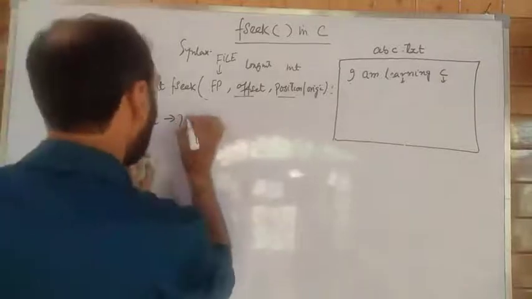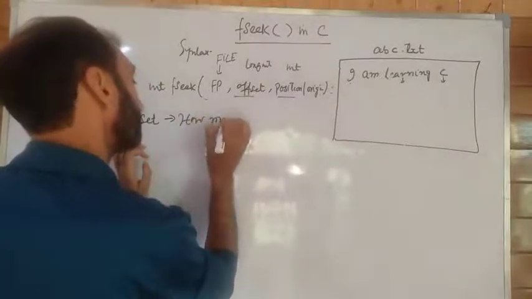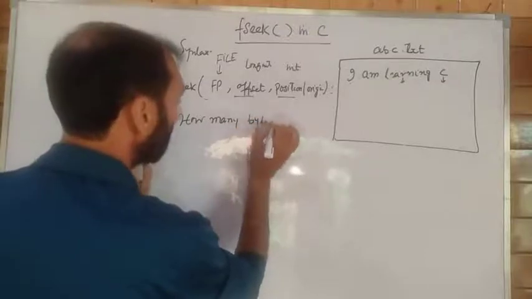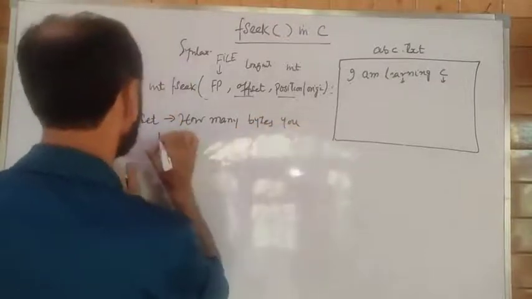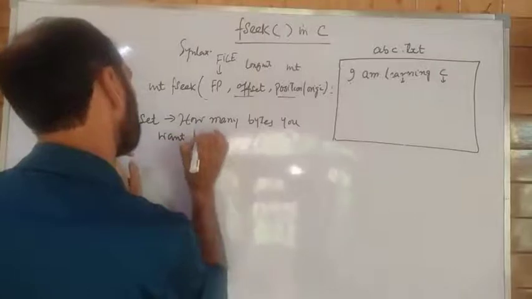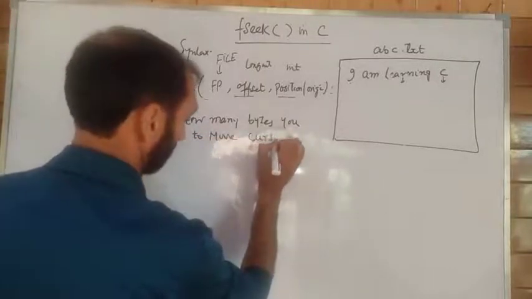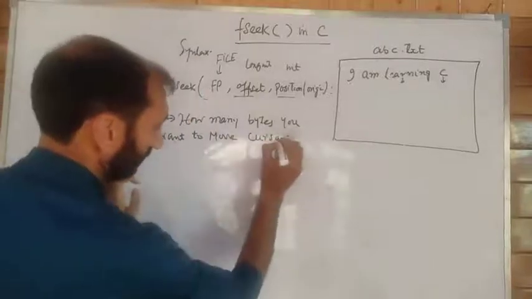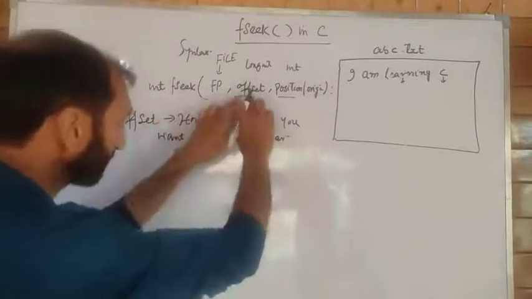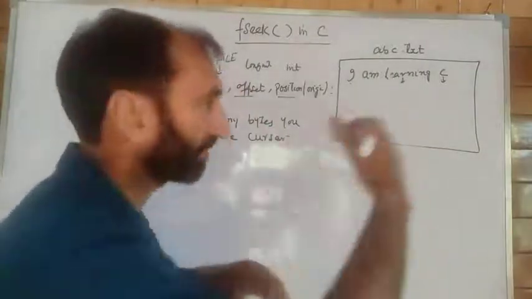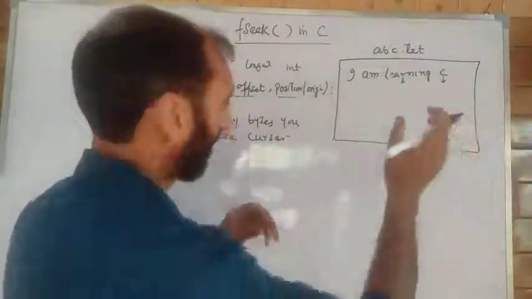Offset means how many bytes you want to move the cursor. What does offset say? This offset means how many bytes you want to move the cursor, either backwards or forwards. For example, this is the offset.